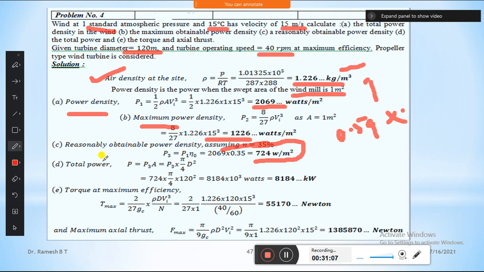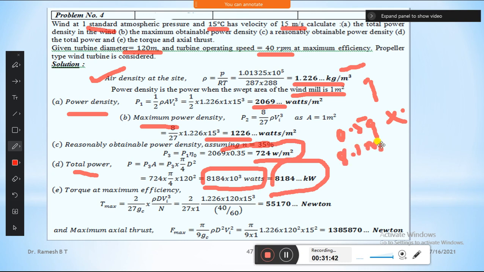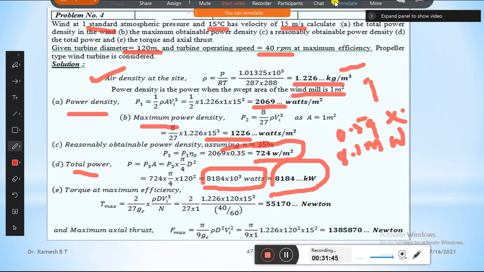Okay, so we need a total power. The total power P is equal to P3 into A. A is the swept area, that is pi by 4 D square. D is given, 120. So substitute, and P3 is 724. So 724 into pi by 4 into 120 square gives the final power of 8184 into 10 raised to 3 watt. If we convert to kilowatt, it is 8184 kilowatt. If you want to convert to megawatt, it is 8.1 megawatt. So this much power is available, maximum 8.1 megawatt. Clear? This is with respect to the given data.